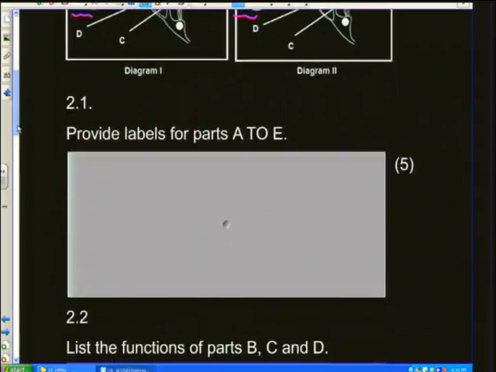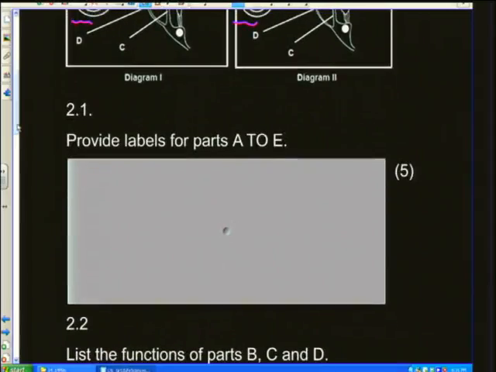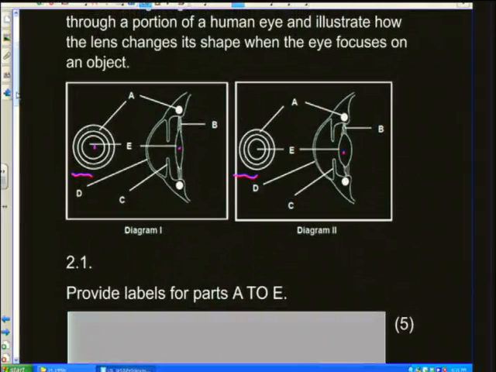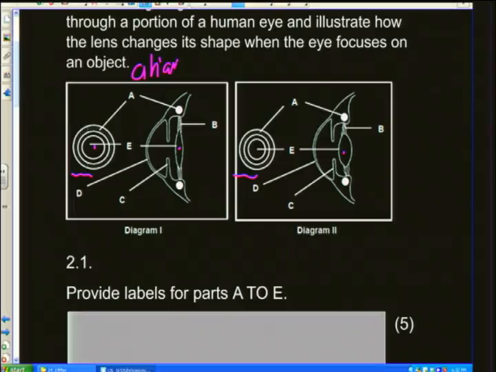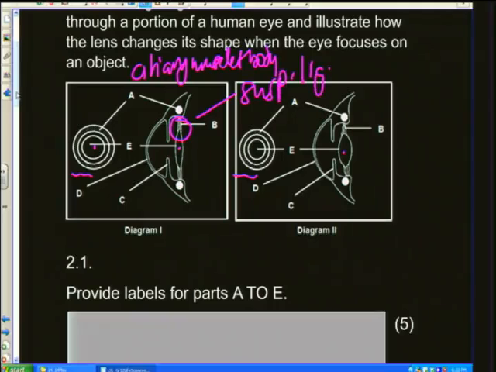Okay, now the first question says, provide labels for A to E. That we can do on the diagram. So A is this part here on the side. What is that? Ciliary muscles. Good. Ciliary muscle and body. We can't see clearly, so we say that. B, the suspensory ligaments. Great.